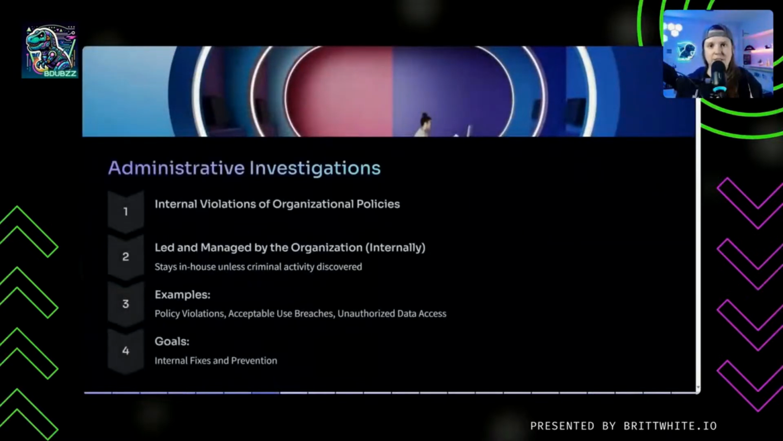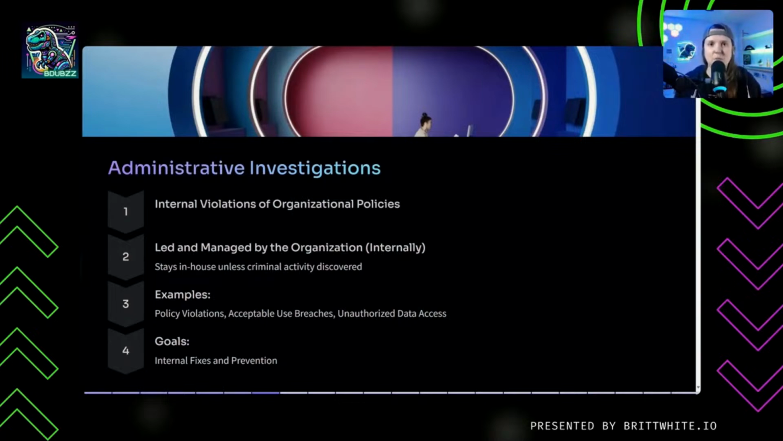Then we have administrative investigations. This one hits super close to home for most organizations. This is probably the most common type. Administrative investigations focus on internal violations of organizational policies and incidents identified by an organization. Internal rule breaking, employees going rogue, stuff that isn't necessarily police and lawyers level yet. These investigations are opened, run, and closed by the organization, and they drive the whole show. This is internal affairs basically, and it stays in-house unless it goes criminal. Then the authorities are contacted and the entire investigation goes to criminal.